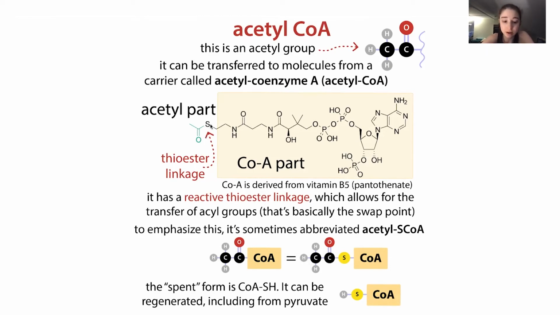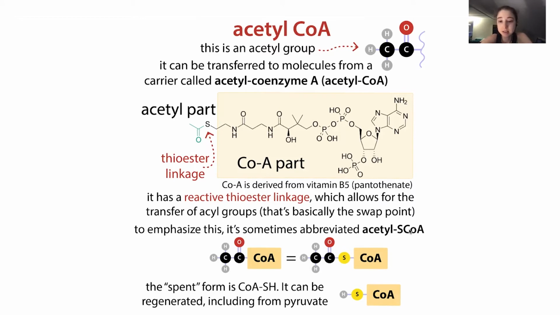A thioester is where, so an ester would be if you had a C double bonded to O and then an O there. When you have an S there, this is a thioester. So you have the sulfur equivalent of an ester. And this is kind of swappable. You can have this be attacked. We're going to see the lysine attack here and steal the acetyl, leaving you with CoA. And because this is through the thioester linkage, sometimes we abbreviate this as acetyl-S-CoA.